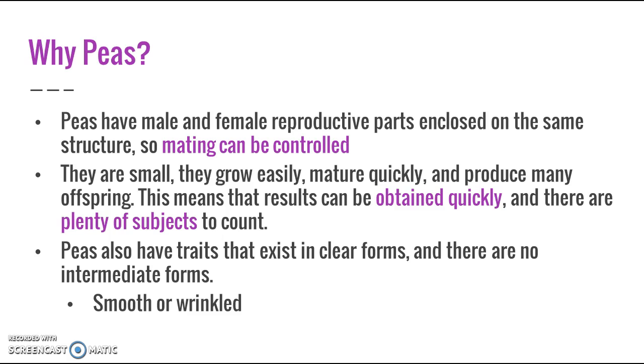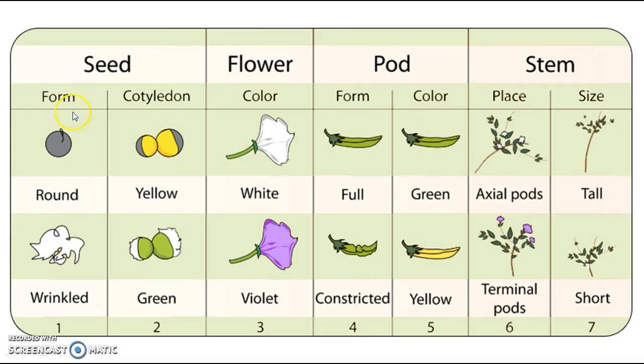Finally, peas have traits that exist in very clear forms. There aren't any in-betweens. For example, pea plants can be either smooth or wrinkled. While organisms like humans have a lot of in-betweens, we're not typically just tall or just short. There are a lot of options in the middle. Pea plants are really an either-or. Not just the idea of having round or wrinkled seeds, but their seeds can also be either yellow or green. Their flowers can be either white or purple, and so on. There aren't any intermediates, which makes it a lot more simple to analyze results.